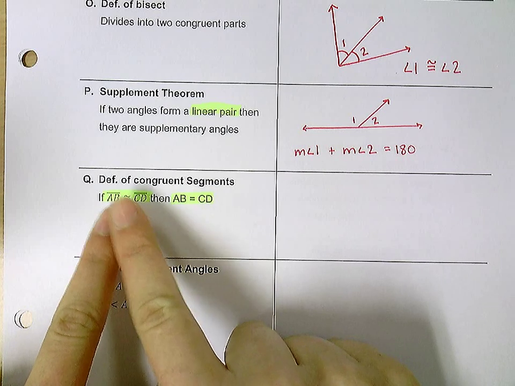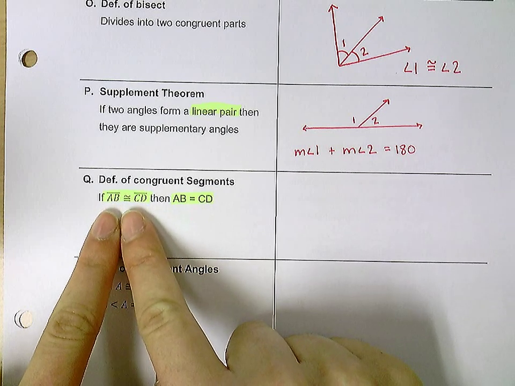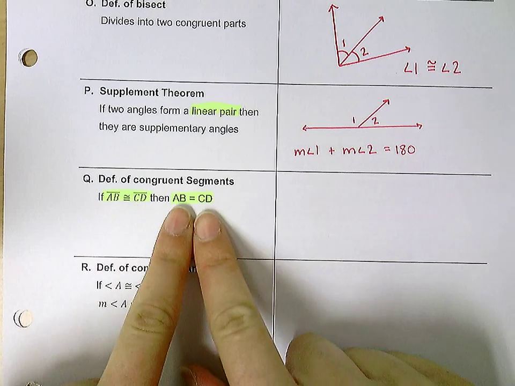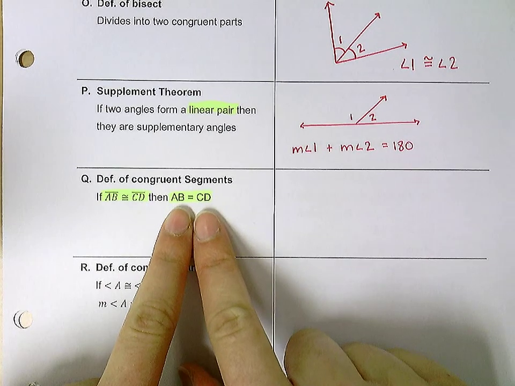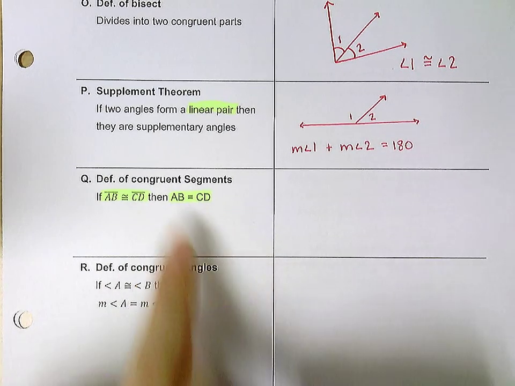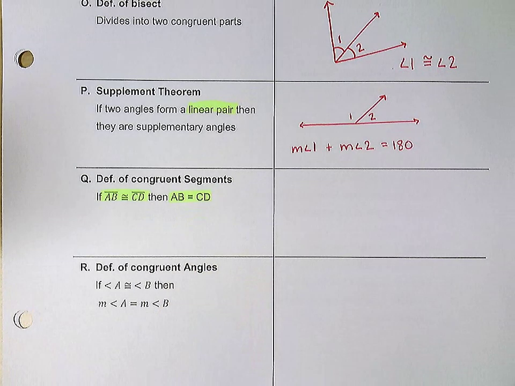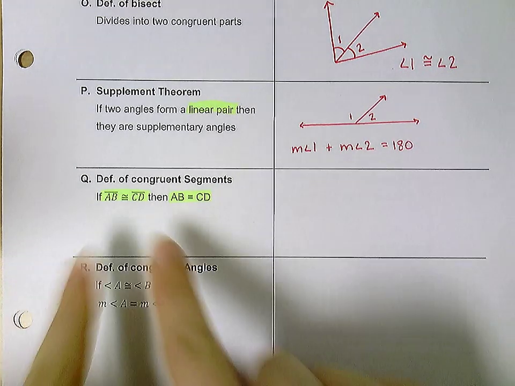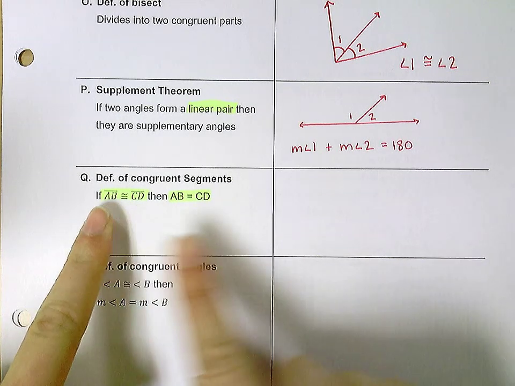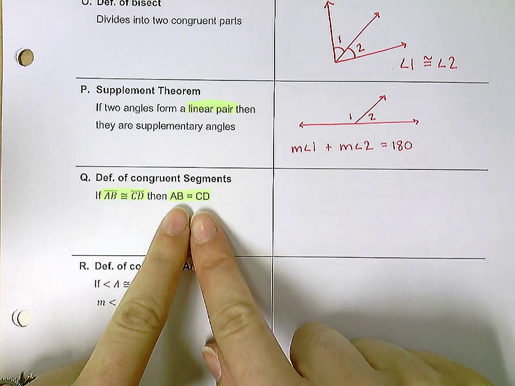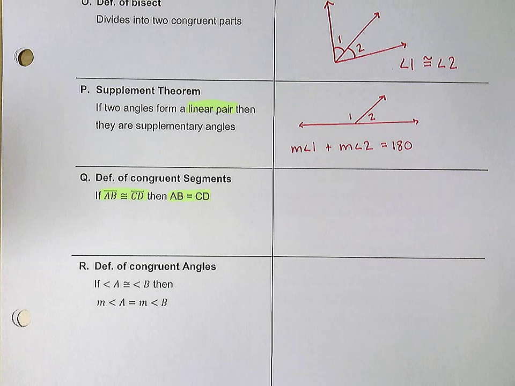This is labeling congruency. This is talking about the measure, a specific measure of that segment. So it would be saying like AB is equal to 4. You wouldn't use the segment bar to say that it's equal to 4. You write it like this when you have measures, when you have an actual number measure.